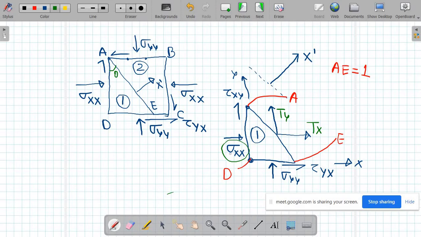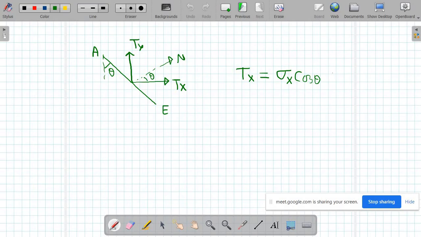So force will be stress multiplied by length in 2 dimension. So stress value is sigma x axis, length is AD. AD is nothing but cos theta, because we have considered this AE is equal to 1. So this length would be cos theta, this DE would be sin theta. So that is why you can write sigma x cos theta.